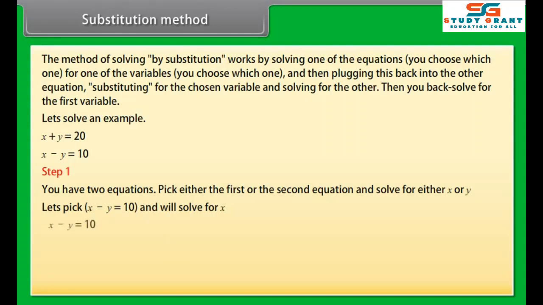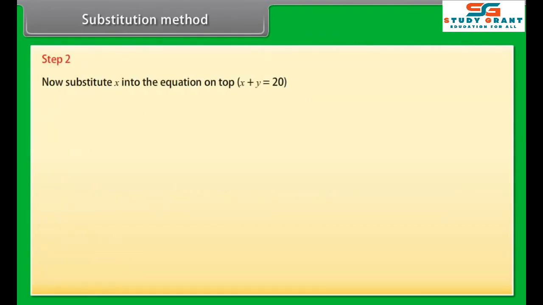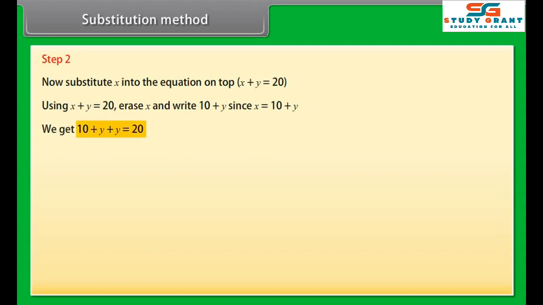Let's solve an example. X plus y is equal to 20. X minus y is equal to 10. Step 1. You have two equations. Pick either the first or the second equation and solve for either x or y. Let's pick x minus y is equal to 10 and we'll solve for x. X minus y is equal to 10. Add y to both sides. X minus y plus y is equal to 10 plus y. X is equal to 10 plus y.